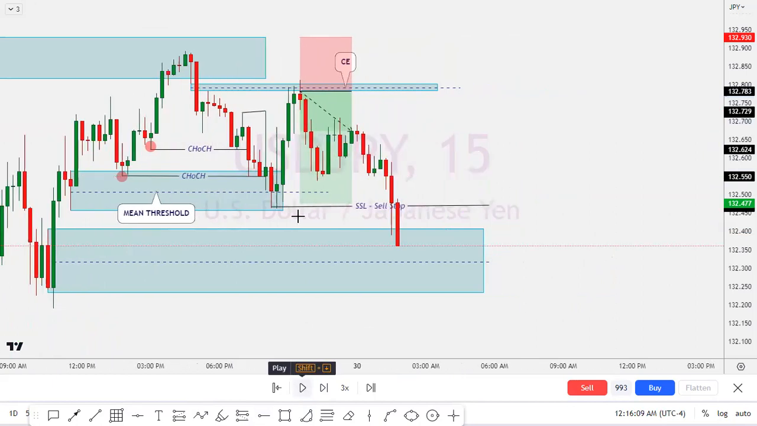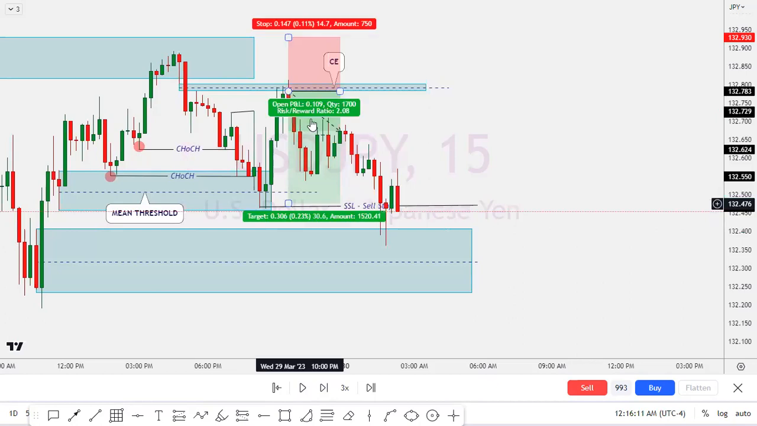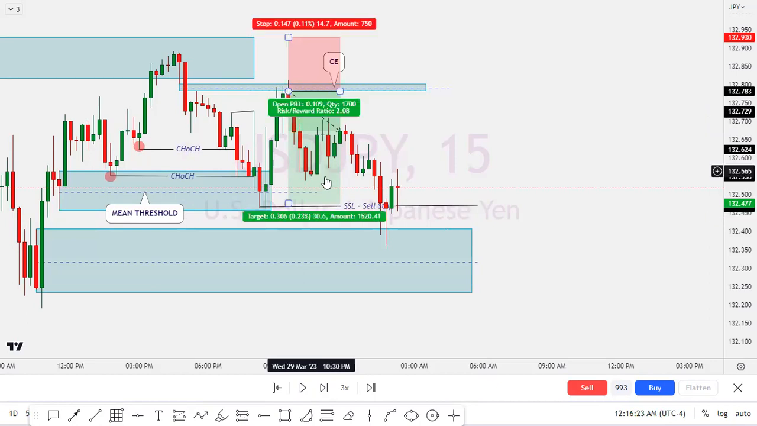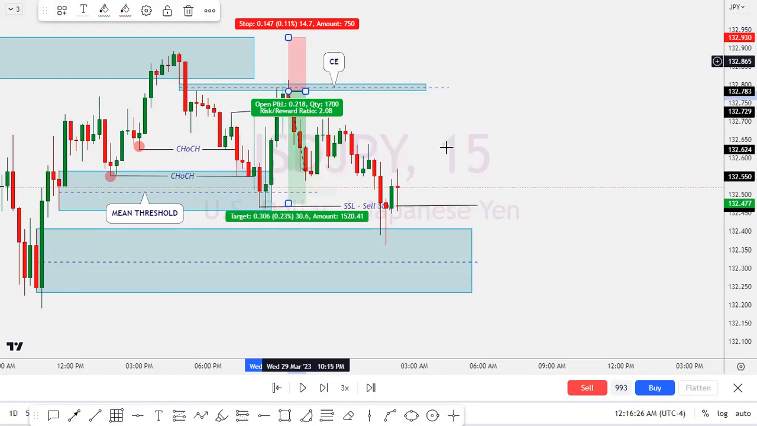Yeah, so you see another TP was hit for when we were actually selling here from this consequent encroachment with the 50% of the fair value gap. That's another entry, that's another TP hit. So secured another trade.